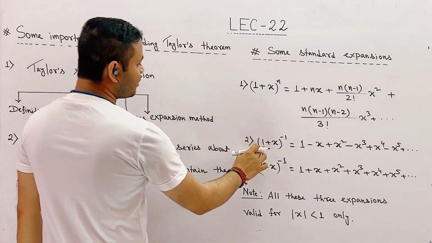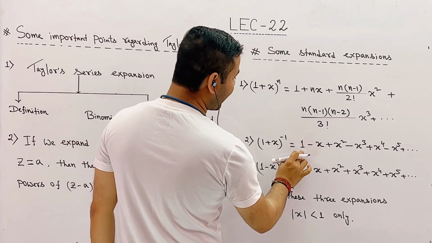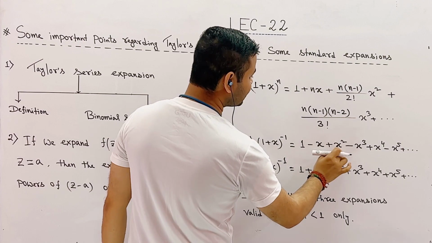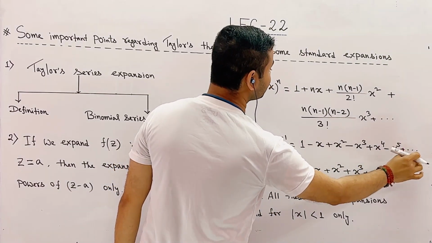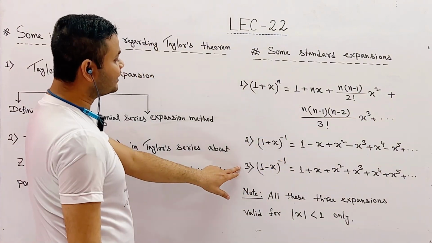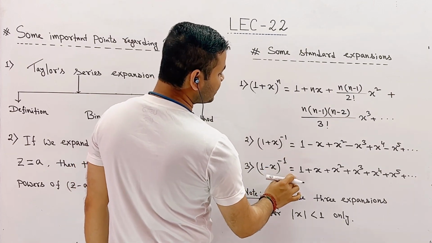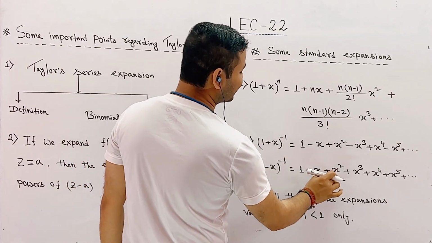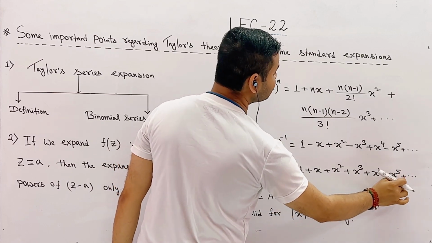Number 2, 1 plus x whole to the power minus 1 is 1 minus x plus x square minus x cube plus x to the power 4 minus x to the power 5 plus dot dot dot. So here the value of n is minus 1. Third expansion, 1 minus x whole to the power minus 1 is 1 plus x plus x square plus x cube plus x to the power 4 plus x to the power 5 plus dot dot dot.